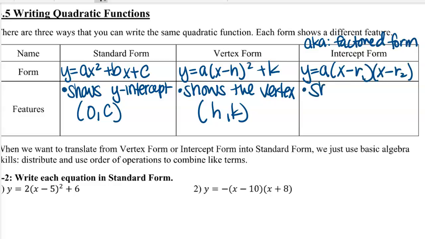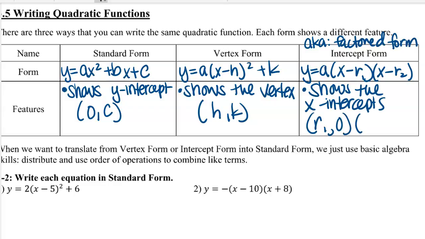And this shows the x-intercepts. And the x-intercept is when the y equals 0. So we take the root number 1 and y is 0. Then we write root number 2 and y equals 0.